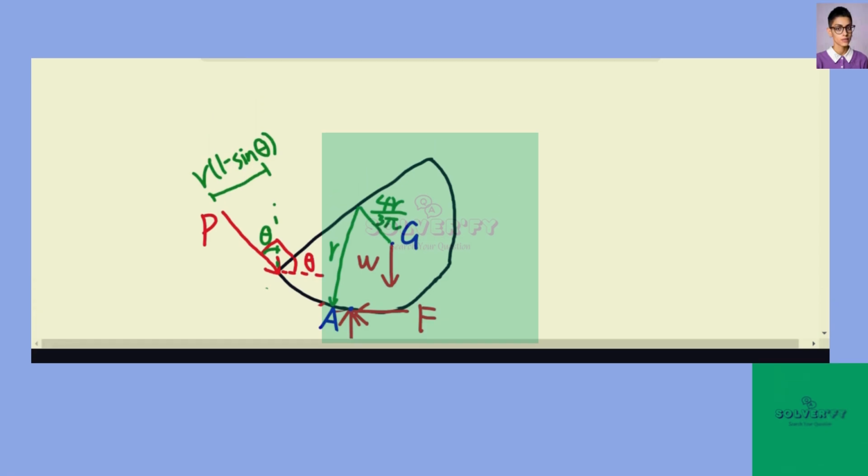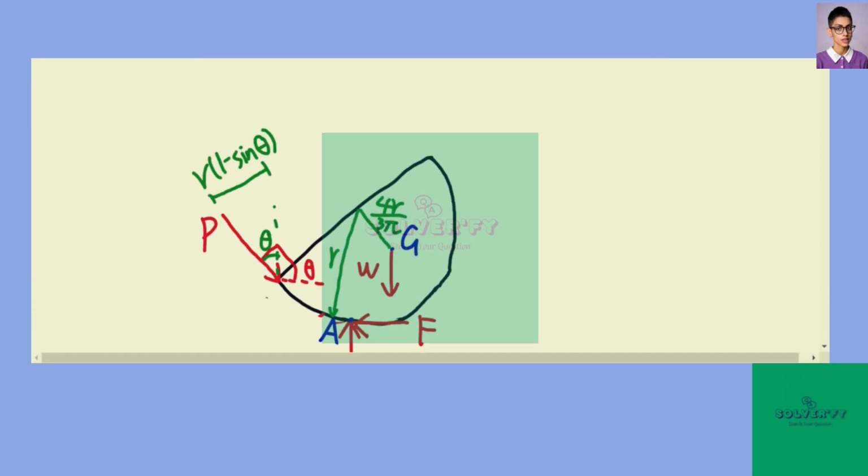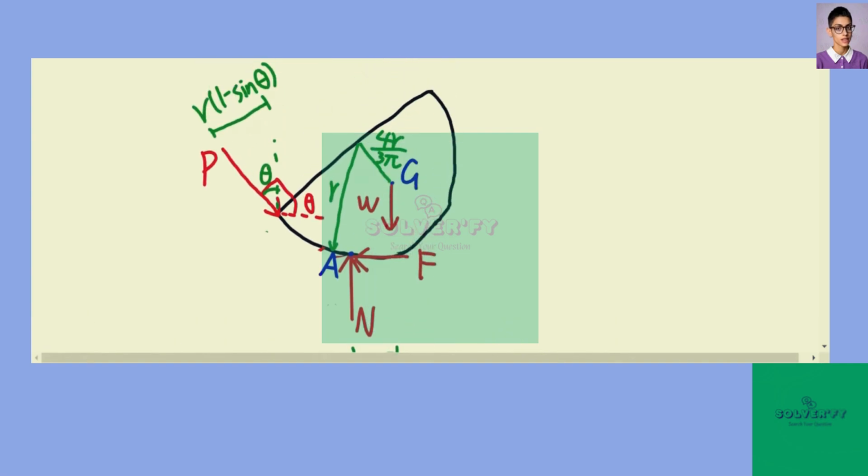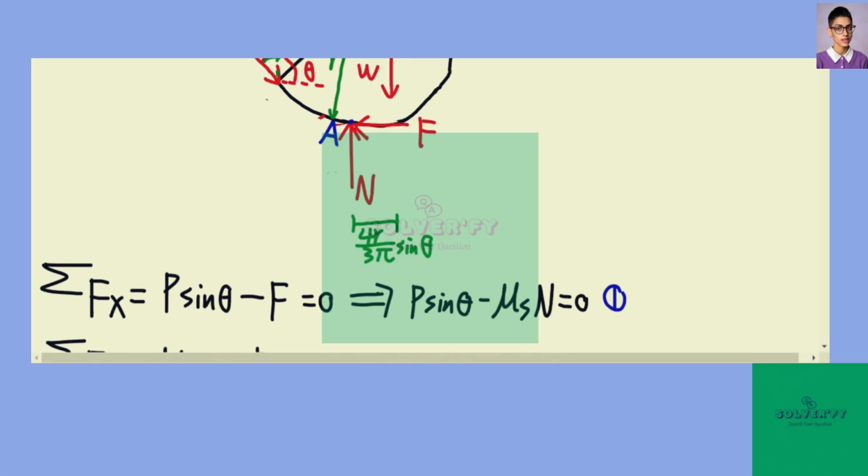So this is the force diagram for the semi-cylinder. Now let's apply the force equilibrium for this case. We have the net force along the x direction equal to 0. So we have P sine theta minus F is equal to 0. So we have P sine theta minus mu s N is equal to 0.